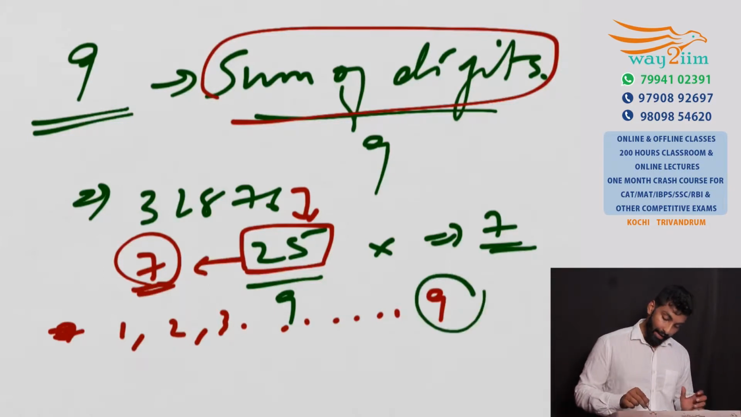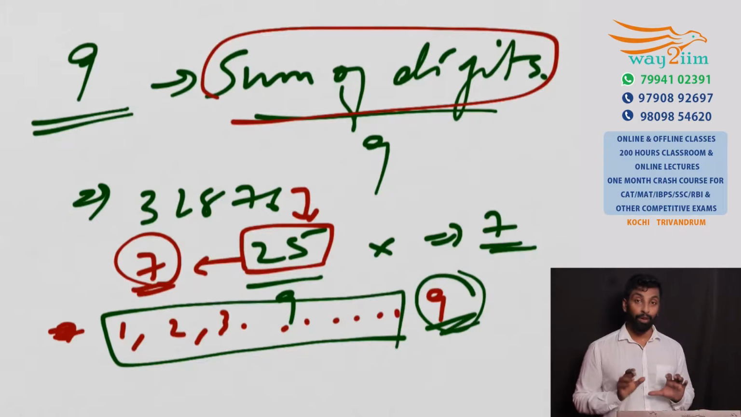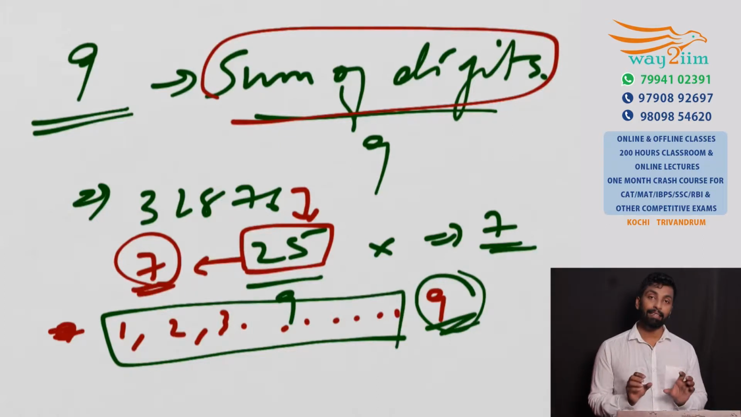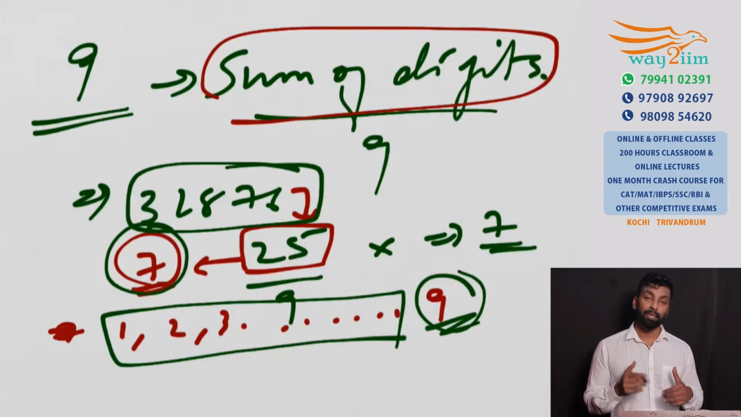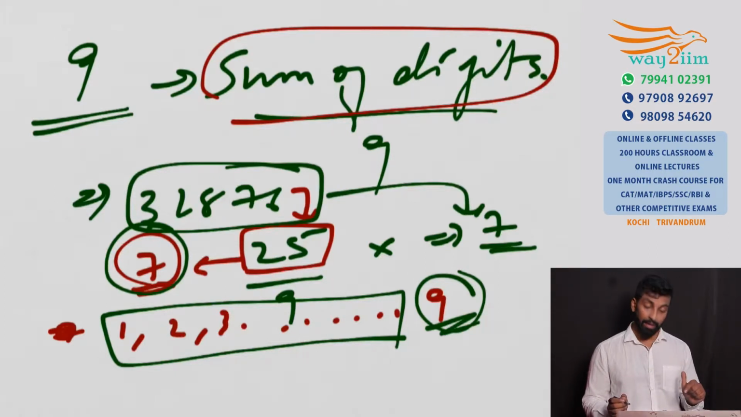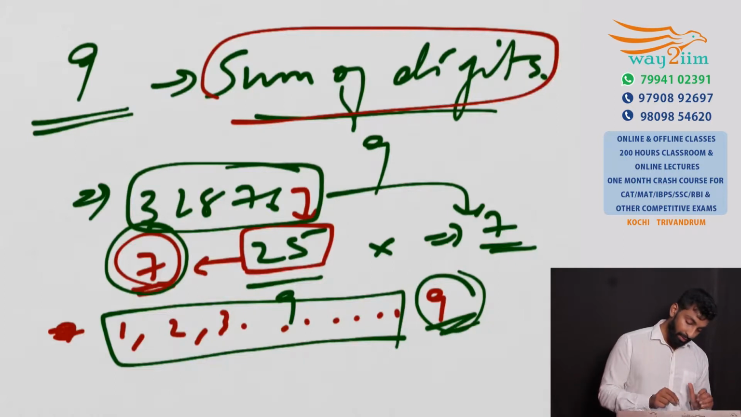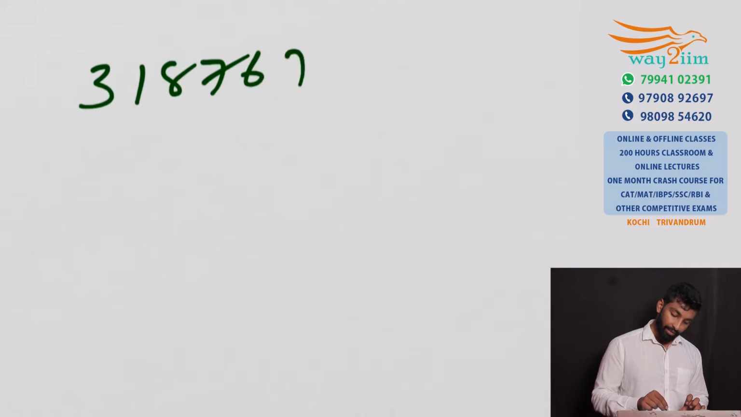Now if you are getting 9 when you take the sum of digits, that number is divisible by 9. If you are getting any other digit, that is the remainder when you divide that number by 9. So here when you took the sum of digits till you get a single digit, what you got is 7. What does it mean? It means 7 is the remainder when you divide this number by 9. That is what exactly we found here also.